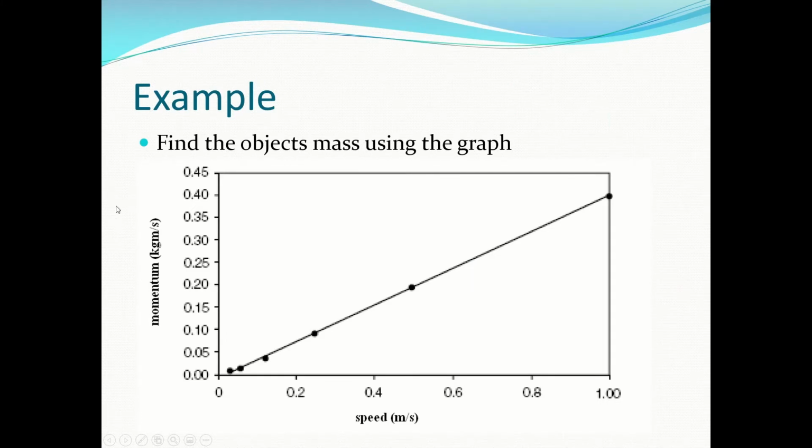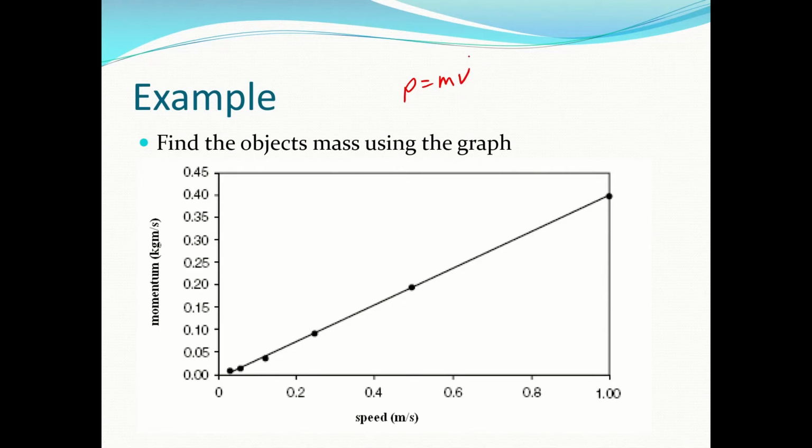So I can throw another random graph at you. So we have momentum versus speed, which we're not really familiar with. So another way that we can do this question is we can analyze it using y equals mx, right? So to use y equals mx, we need a formula with momentum and speed in it. So we can use p equals mv.